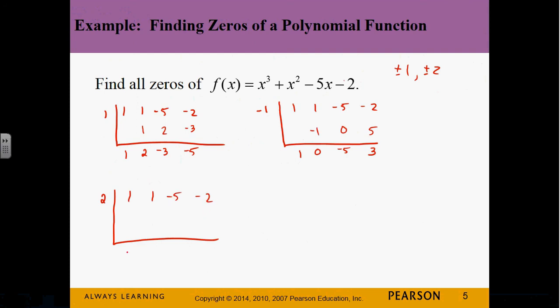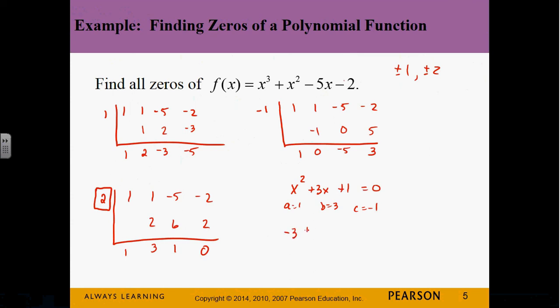All right, so bring down the 1. 1 times 2 is 2, is 3, is 6, is 1, is 2, is 0. Aha, so 2 is a 0. And that leaves us with the equation x squared plus 3x plus 1 equals 0, which we can't factor, but we can use the quadratic equation on. So a equals 1, b equals 3, c equals 1.